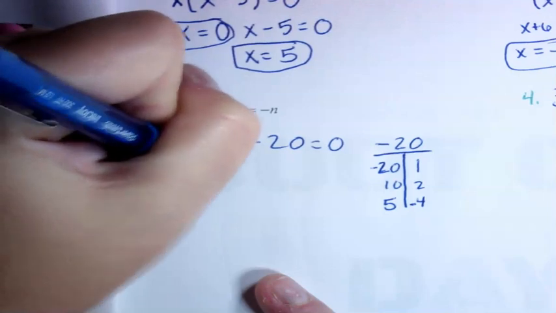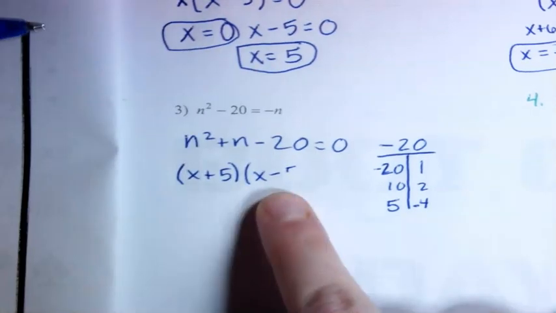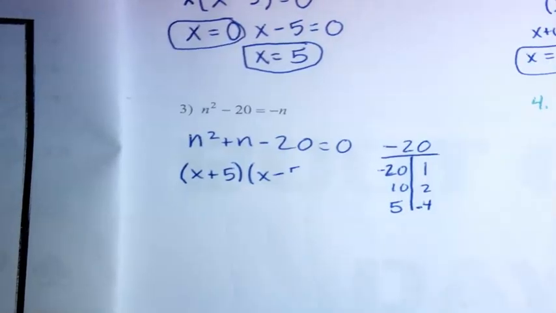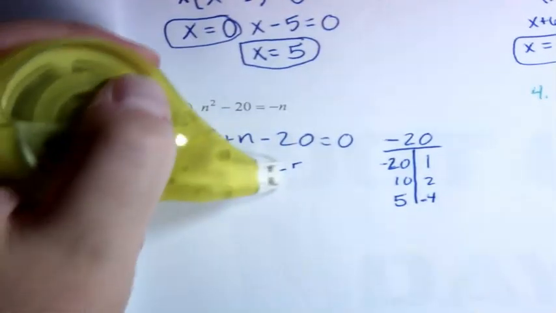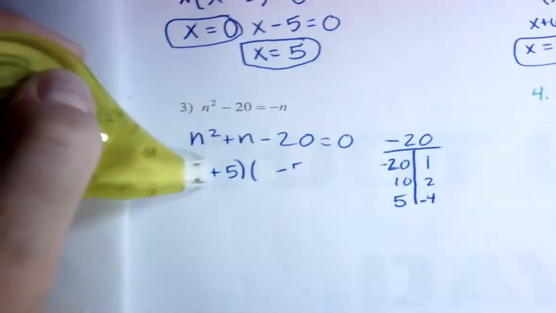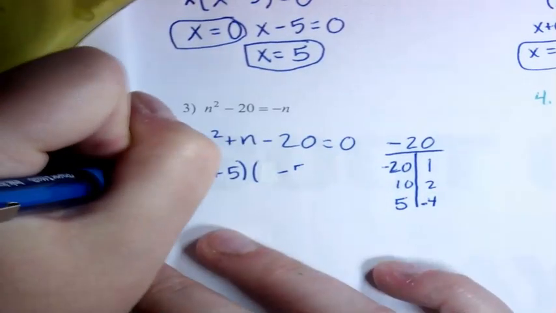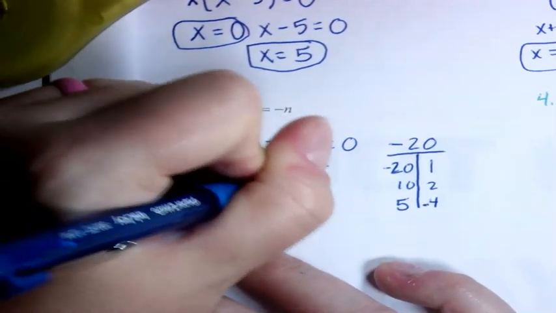So x plus 5, x minus 4, oh, it should be n's. I'll change it to n's. I should have just changed it at the beginning because I always write x's. N plus 5, n minus 4 equals 0.